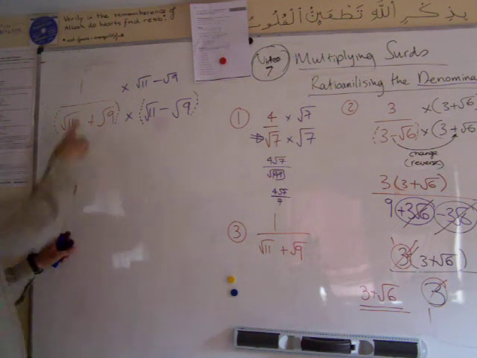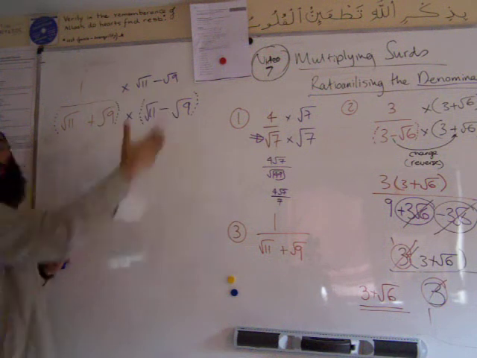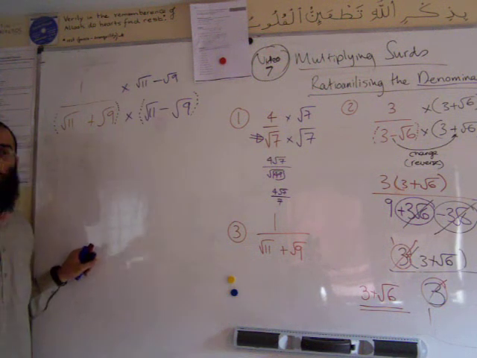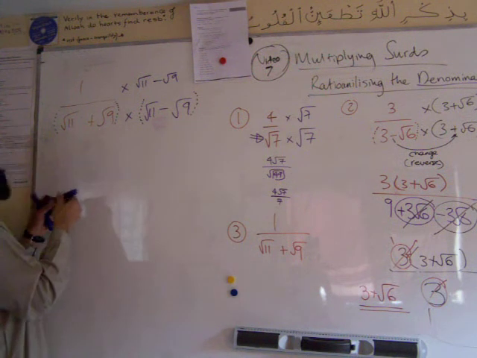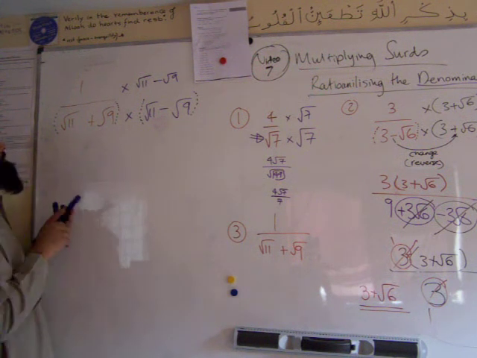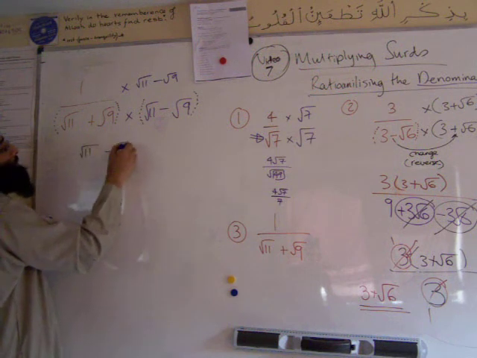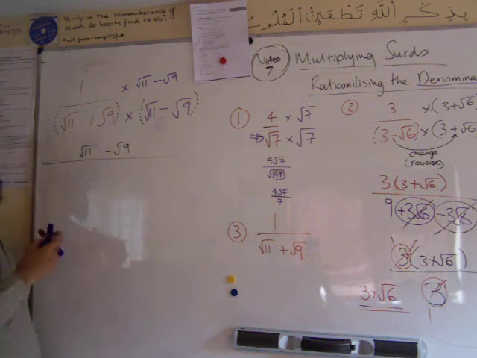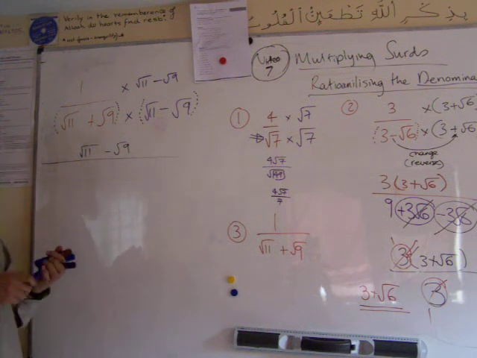The top part is nice and easy because you've got 1 times by that, so that basically stays unchanged. We don't need to introduce brackets because when you multiply something by 1, it's just itself. So the top part we're going to leave as it is. Here comes the bottom part. The bottom part we do exactly what we've been doing before.